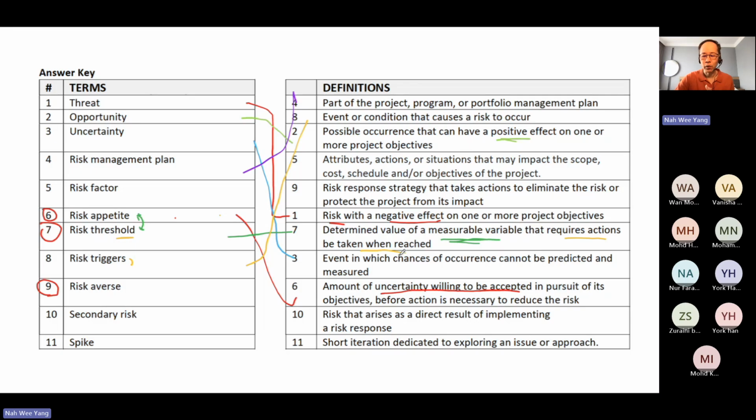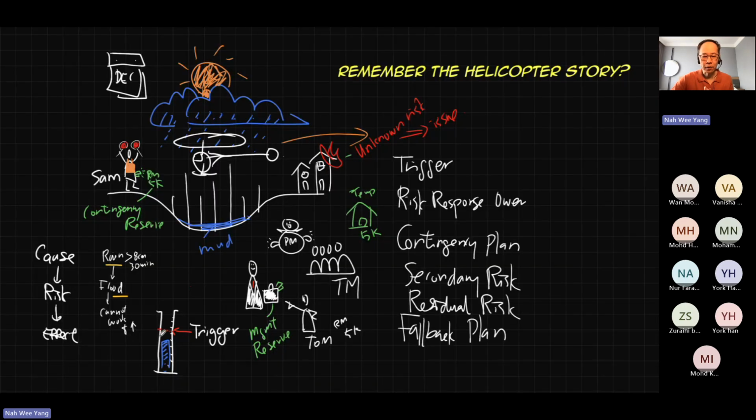Okay, so meaning that before the flood comes, I need to know when to call the helicopter. Okay, so this is to call the helicopter, right? And before it triggers, I need to call the helicopter when it hits a certain threshold. So this helicopter comes, remember the story about what is the helicopter? Helicopter is our contingency plan, right? And who calls the helicopter is a response owner. Remember the guy called Sam, right? So this guy, Sam, is the one that called the helicopter. So helicopter is a contingency plan and Sam is a risk response owner.